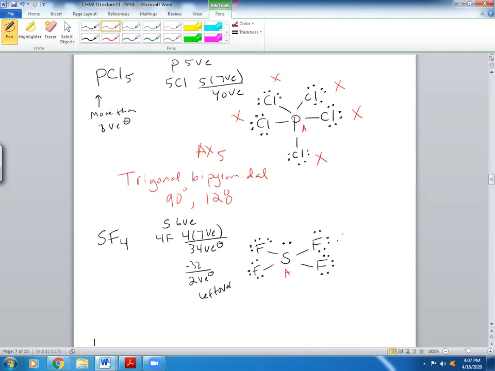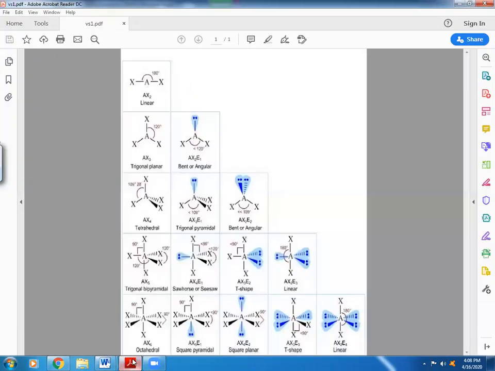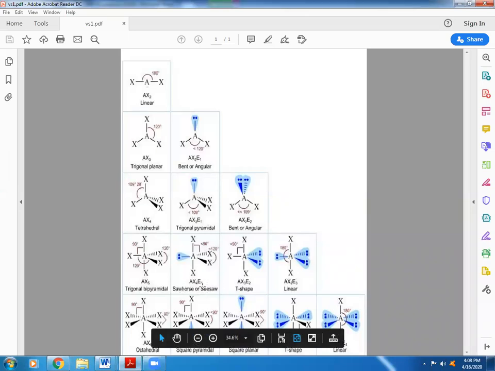A, X, X, X, X, and this is, of course, E. So we have AX4E1. Let's see what this is called. AX4E1 is called seesaw. Seesaw right here. Very good.